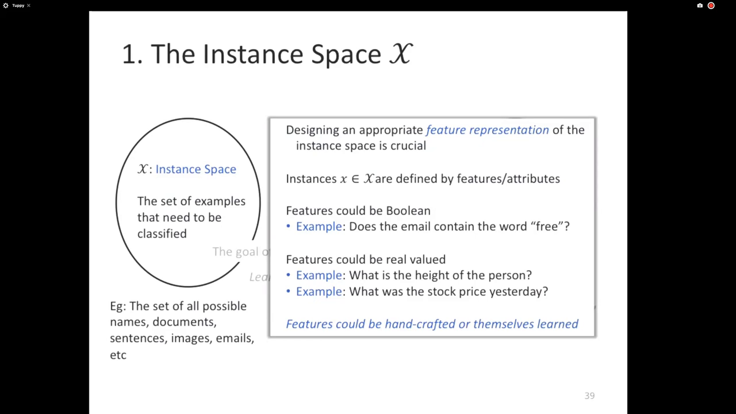Features could be Boolean. For a spam detector, a good feature might have been, and might still be, does the email contain the word free in big bold letters? Features could be real value. What's the height of a person? What's the stock price they bought? Features could be handcrafted, or features themselves could be the output of a learning process. One way or another, we need to have access to the features before we employ our learning algorithm on the instance. The feature vectors are the learning algorithm's, or the learned function's, view of the instances.